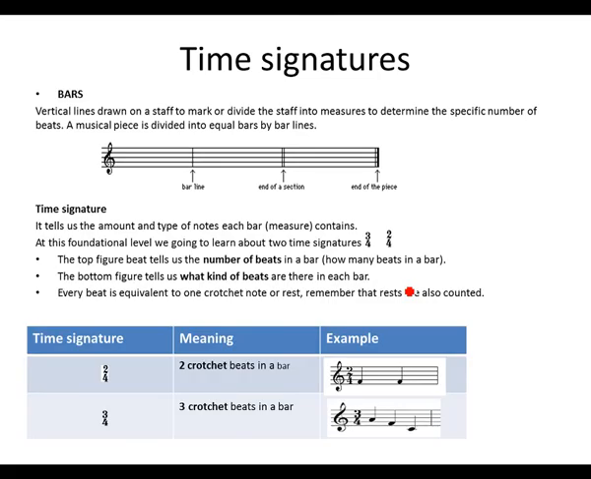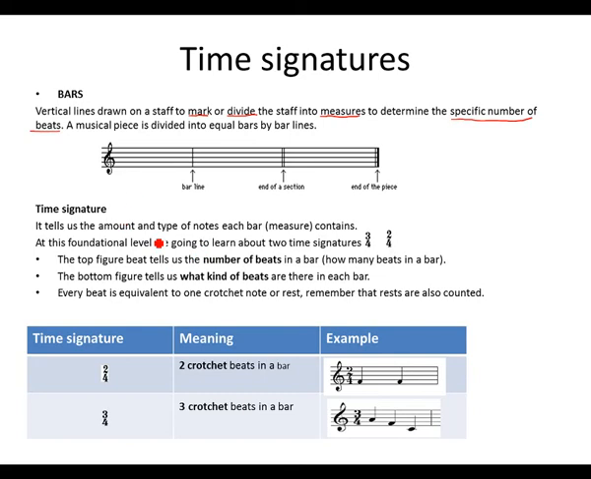Let's take a look at bars. A bar is a vertical line drawn on a staff to mark or divide the staff into measures, helping us to determine the specific number of beats. A musical piece is divided into equal bars.